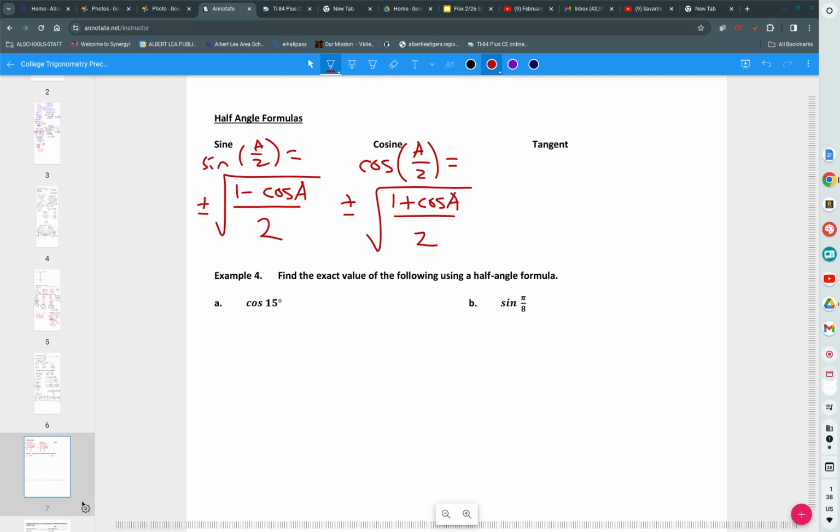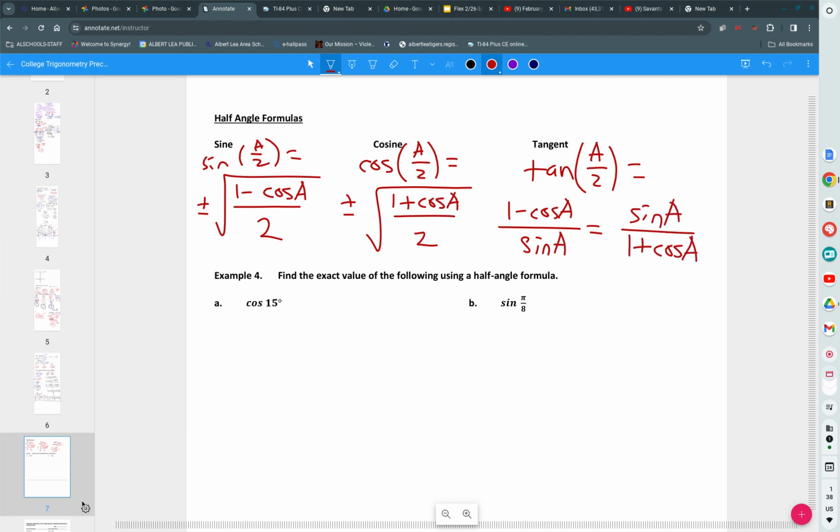And our final formula for tangent, tangent of an angle divided by 2 is equal to, you have two options. You could choose 1 minus cosine of the angle divided by sine of the angle, or you could choose sine of the angle divided by 1 plus cosine of the angle. I typically like to choose this option right here because it's only sine in the denominator as opposed to 1 plus cosine. I think that having one item in the denominator makes it a little bit easier.